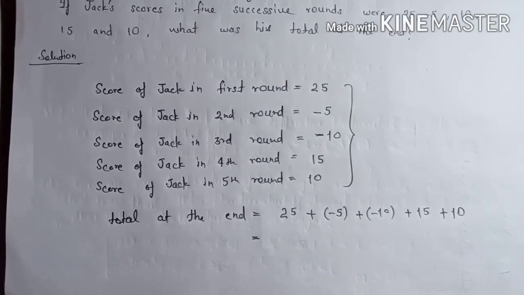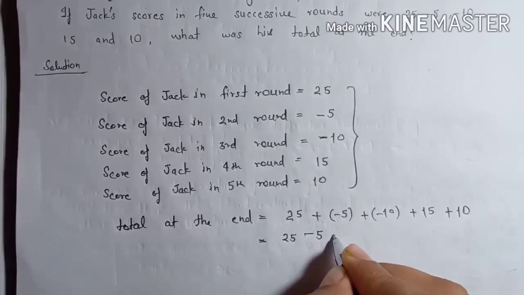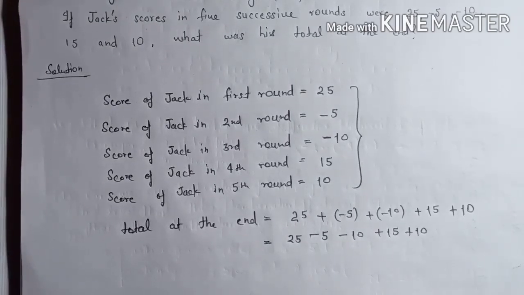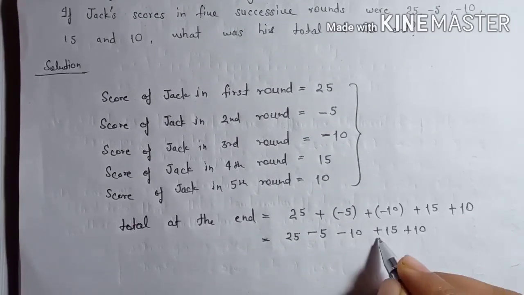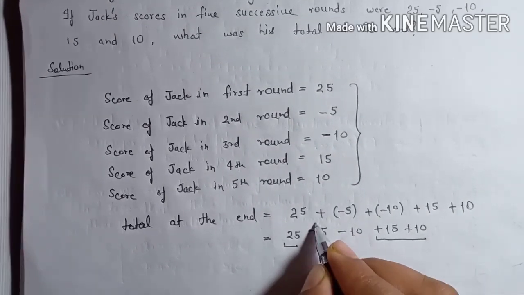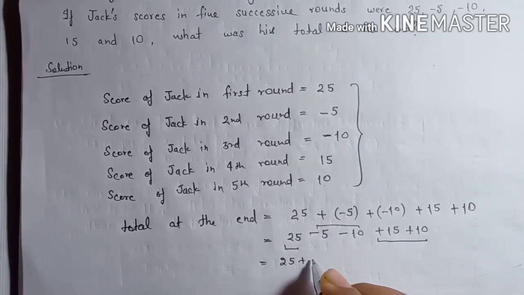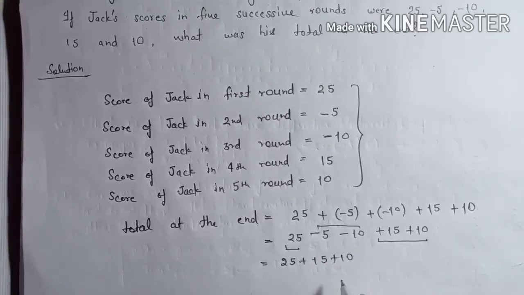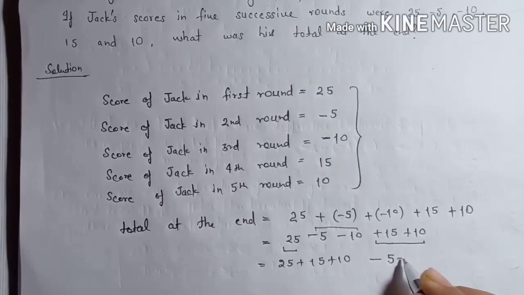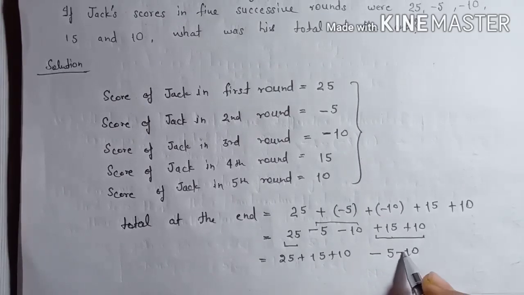This is actually very simple. Do one thing: first try to simplify that. 25 minus 5 minus 10 plus 15 and plus 10. Bring all the positive integers together and all the negative integers together. So write here 25 plus 15 plus 10, and minus 5 and minus 10. All negative integers are together.